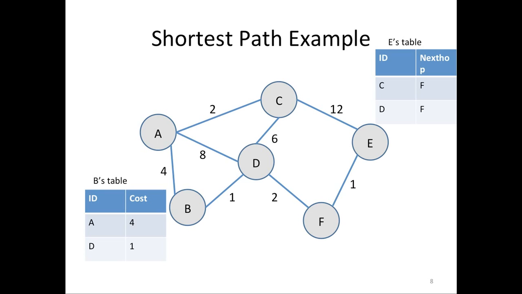So this table on the bottom left, this is B's routing table. It says from B, the distance to node A is 4, or cost. I might use those two words interchangeably. The distance to node D is 1. That's what that table says. Distance vector routing protocol allows you to compute this table.